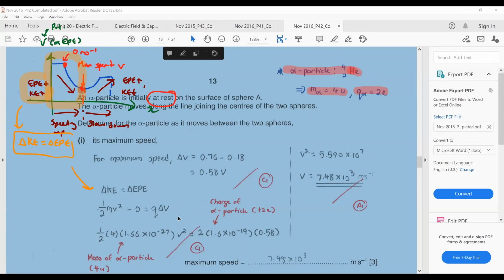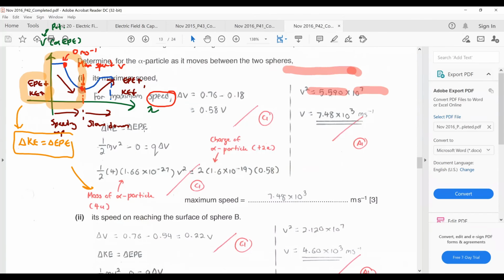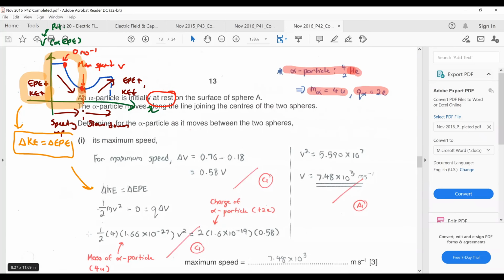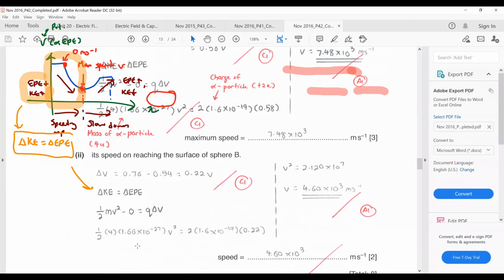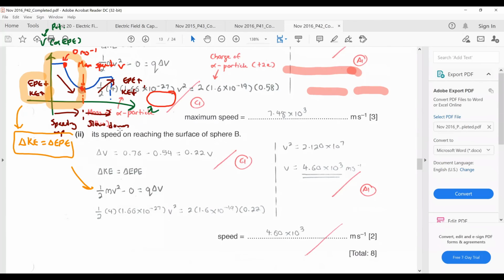where we ask you this. Okay, now find out the speed on reaching the surface of sphere B. This one is asking you to find out the speed on reaching the surface of sphere B. Now there are two ways to go about this question, depending on what you're inclined with. I'll just explain both methods to you in your current case here.